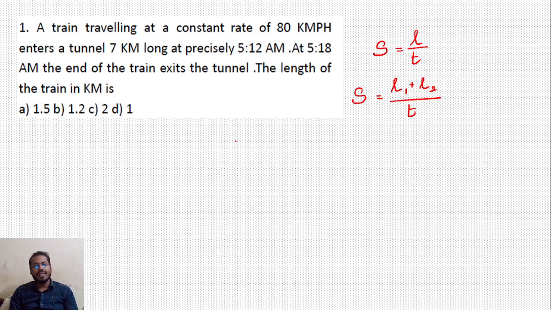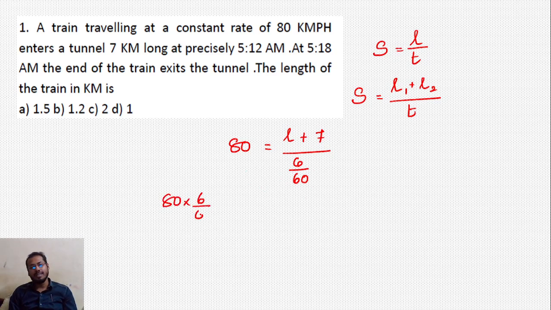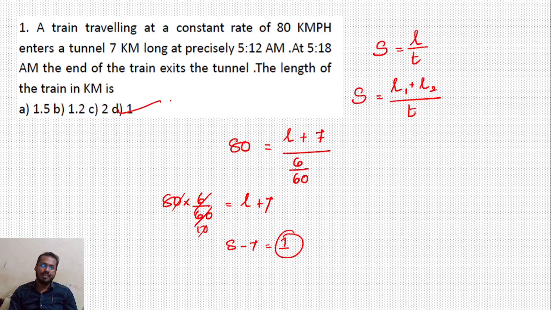Now the speed of the train is 80 kilometer per hour, and the length of the train we don't know, we need to find. The length of the tunnel is given, that is 7, and it was crossed in 6 minutes. 6 minutes means I need to convert this into hours, because everything is given in kilometer and kilometer per hour. So now we're going to solve this. 80 into 6 over 60 is equal to L plus 7, correct? So 10, just cancel this. So 8 minus 7, L is equal to 1. So 1 kilometer is the right answer.